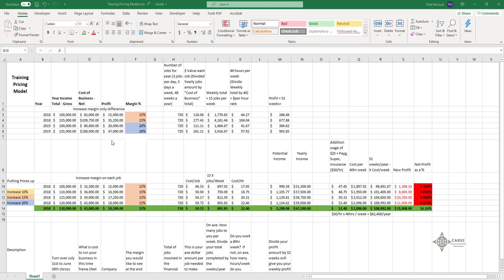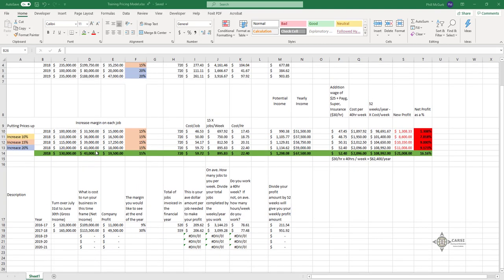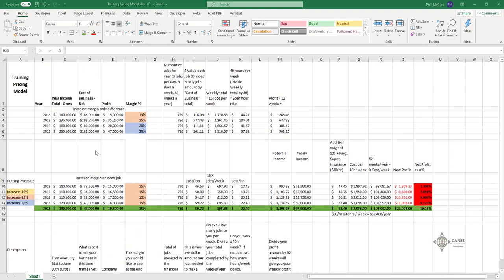So we're going to talk about a training pricing model. This is just to help you out, to give you an idea of some numbers that you can punch in and what it may mean. We're going to go through this. There's a lot of numbers here, but by the end of it, you'll be able to do this by yourself. It's quite simple.